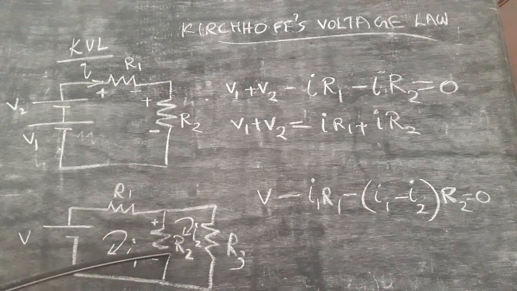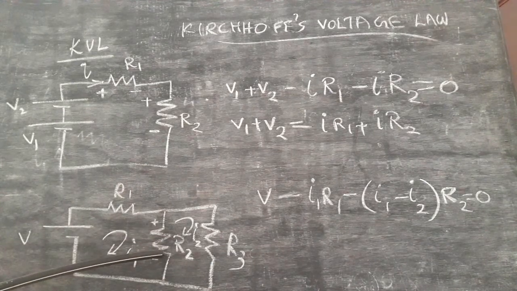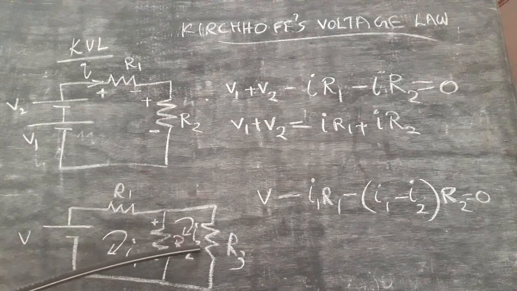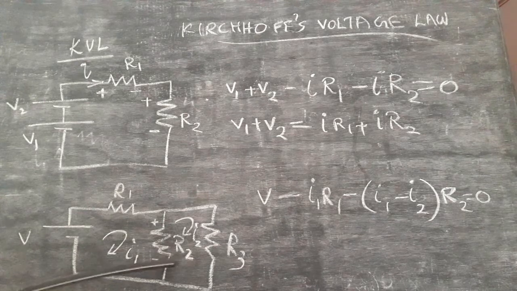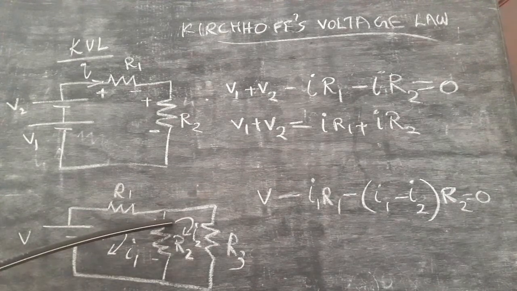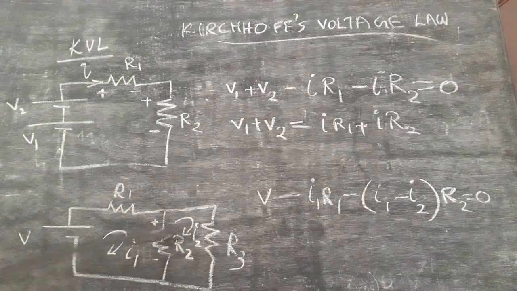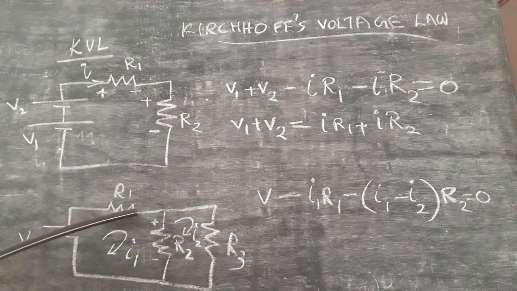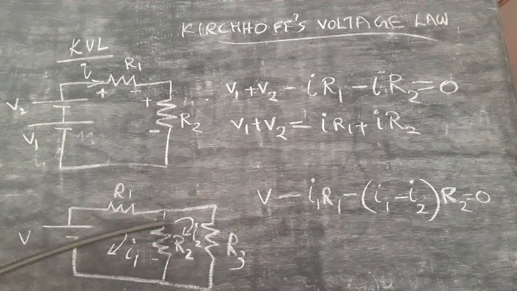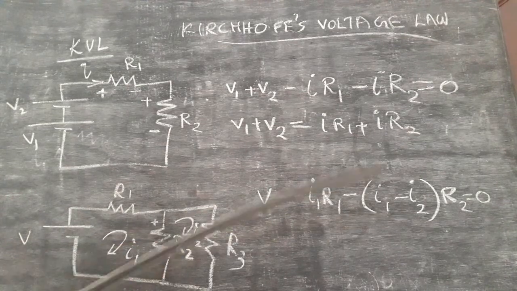Minus I1 R2. But there is another current also through this element, that is current I2. That current I2 is coming like this, entering here and leaving here. So here plus and here minus. Therefore, the drop due to this current I2 R2 will be positive, because here is plus and here is minus, and we are traveling from here to here. So it will increase. That is, that term should be entered as plus I2 R2.